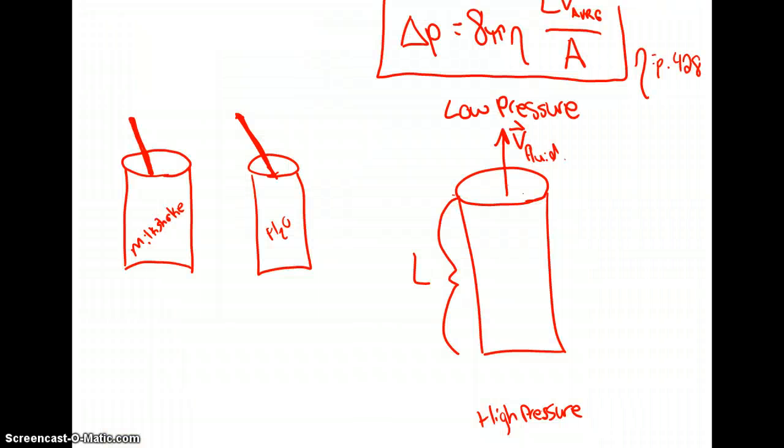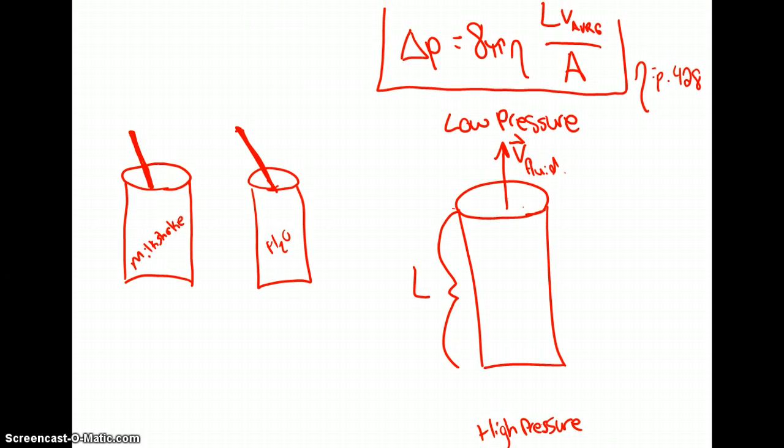However, with a viscous liquid, what we see is that we actually need a pressure differential in order for that thing to flow. And so a simple question, right, would be which of these is easier to drink through a straw, a milkshake or water? And absolutely, the answer is water, because water is less viscous.